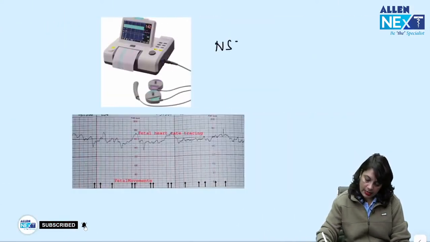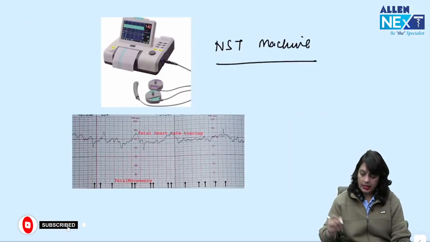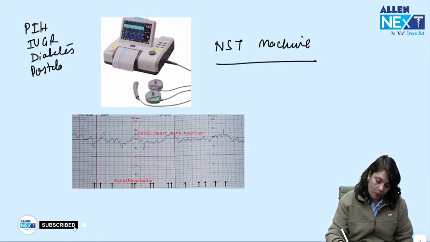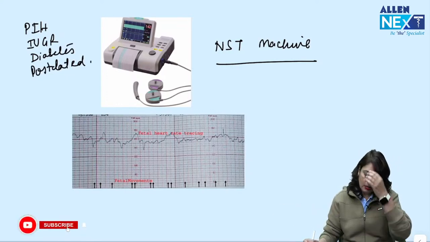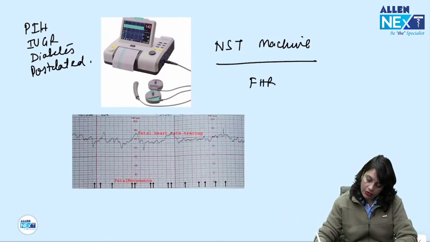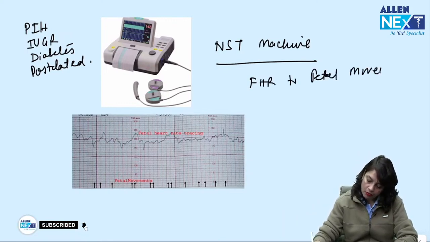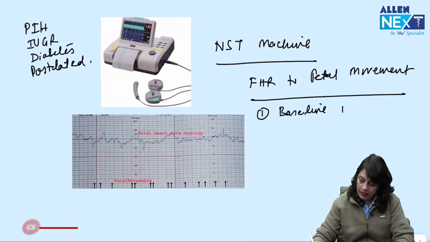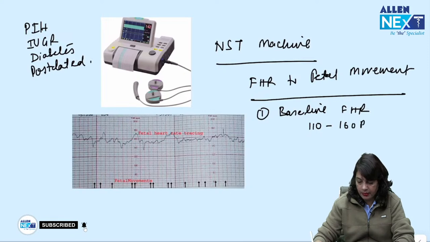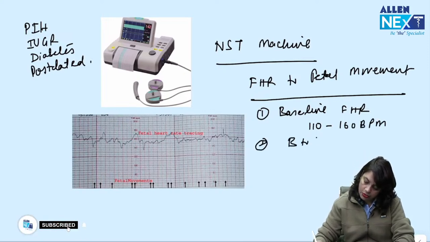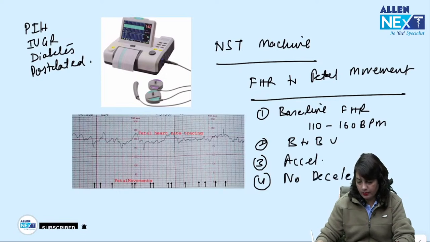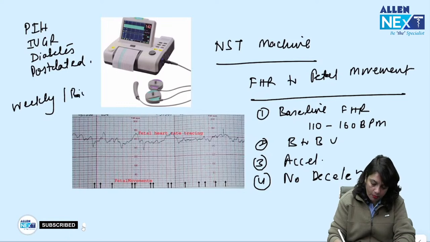What is this machine? This is NST machine. What do you understand by NST? NST is done in high risk pregnancies like preeclampsia, like IUGR, like diabetes in pregnancy, like post-dated pregnancy, etc. And this is relationship of fetal heart rate to fetal movement. Okay, you check 4 fetal parameters: baseline fetal heart rate, which is 110 to 160 beats per minute, beat to beat variability, presence of acceleration and no deceleration. You can do NST at weekly intervals or bi-weekly intervals.